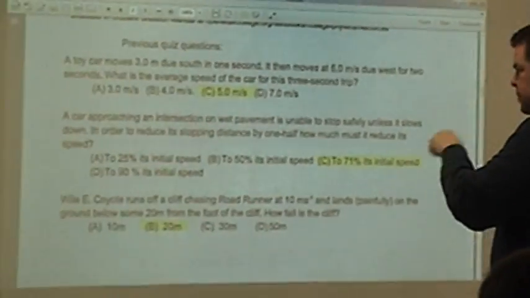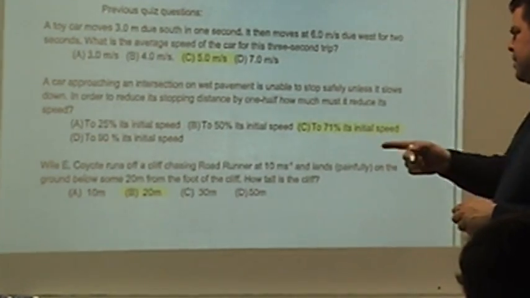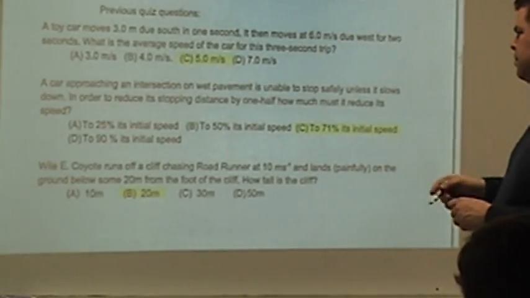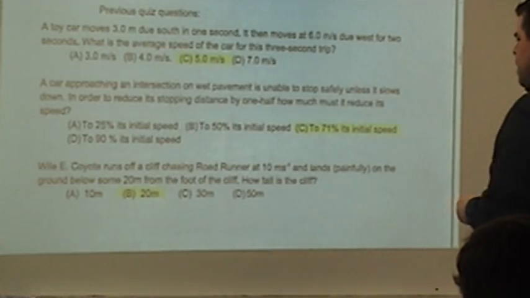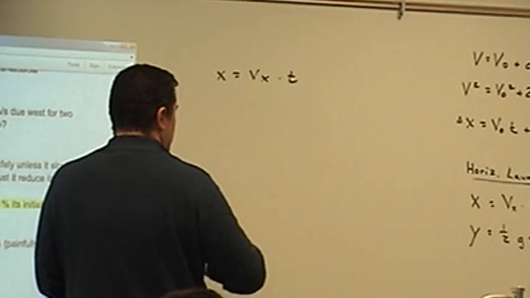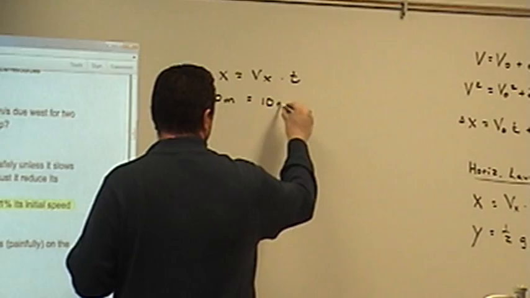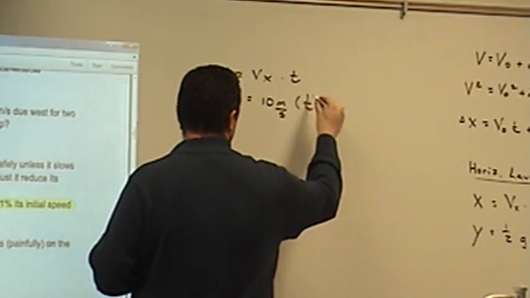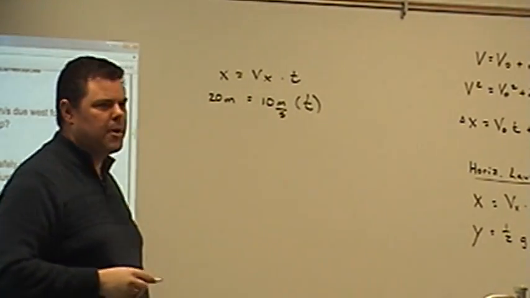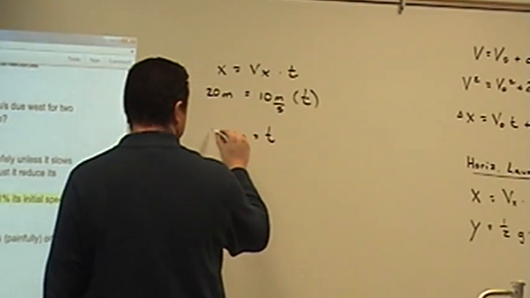All right, so you land 20 meters out. If you're traveling at 10 meters per second and you land that distance out, he lands 20 meters from the base of the cliff while traveling 10 meters per second, and you want to find the time. So what's the time going to be for Wile E. Coyote? How long is he in the air for? He's in the air for 2 seconds.